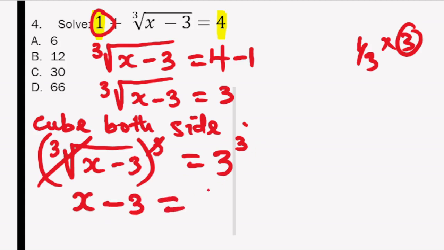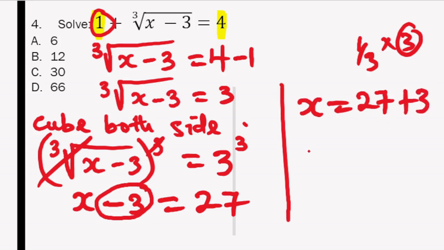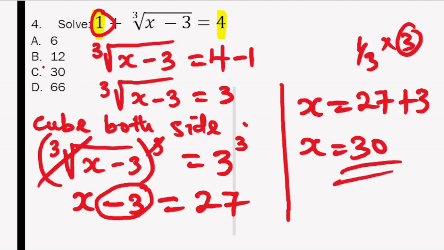3 cubed is 27. So for me to get the answer for x, I'm going to collect like terms. Collecting like terms, I'll be having x equals 27. When minus 3 crosses the equation sign, it becomes plus 3. So the answer for x is 30. 27 plus 3 is 30. So from the options, we can see that question number 4 is option C, which is 30. Now let's move to question number 5, which is the last question for today.